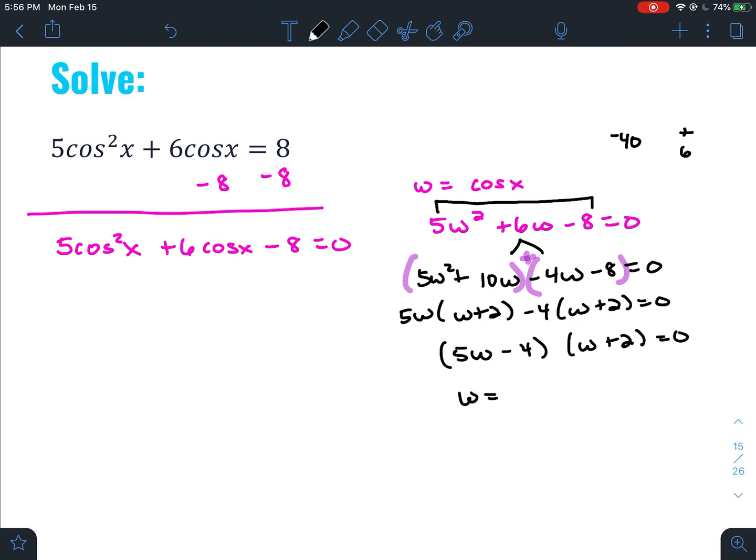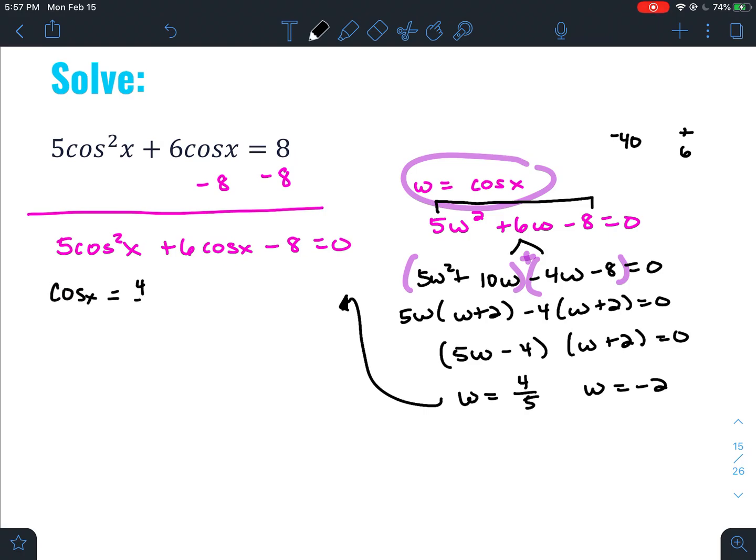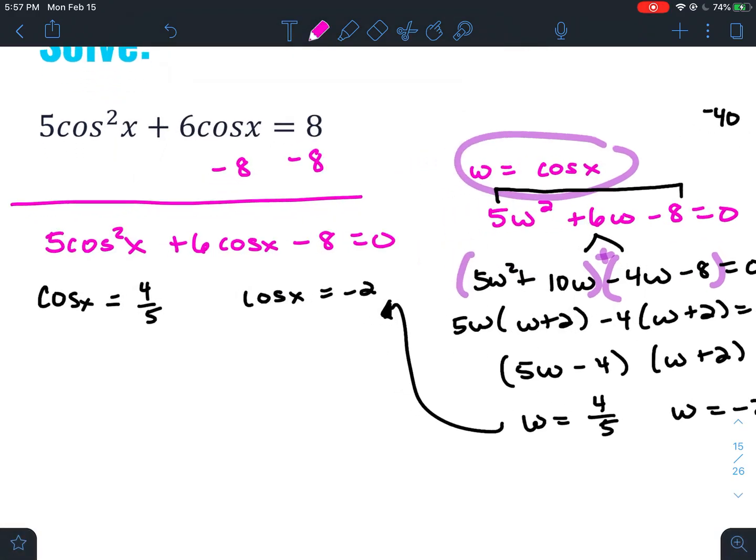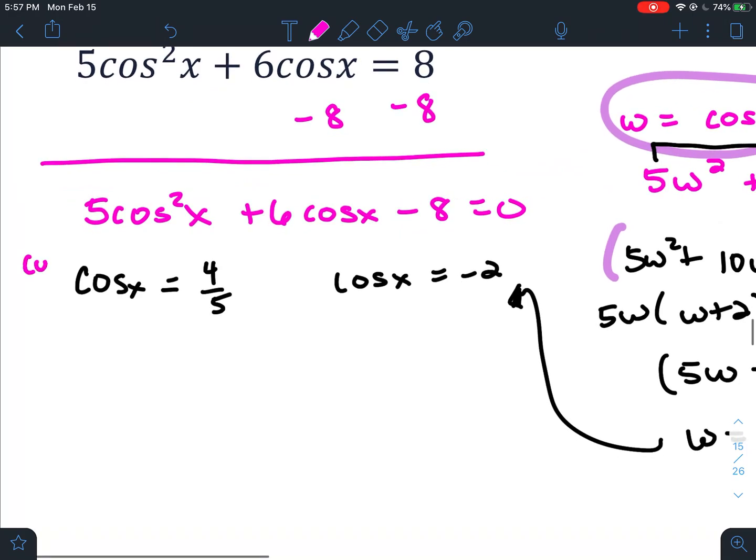So my two solutions would be w equals 4/5 or w equals negative 2. But remember, we said w was cosine x. So now I'm going to take those, and I'm going to say that cosine x equals 4/5 or cosine x equals negative 2. And since neither of those values are from the tables, in order to solve, we're going to do the inverse cosine on both sides.